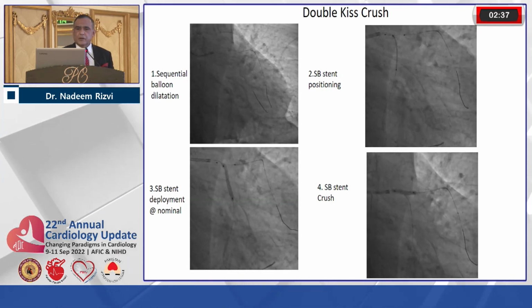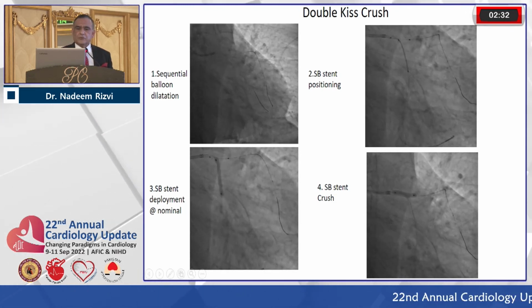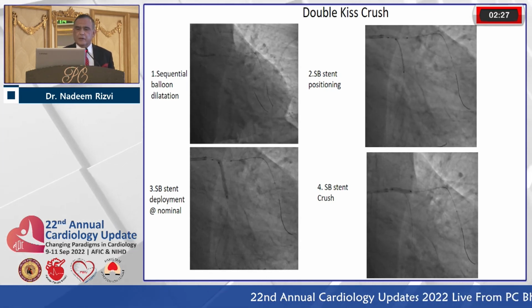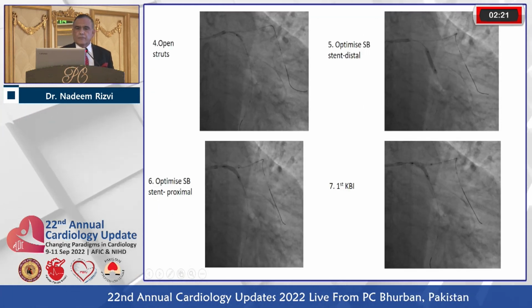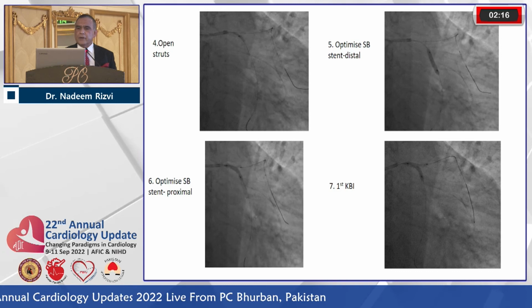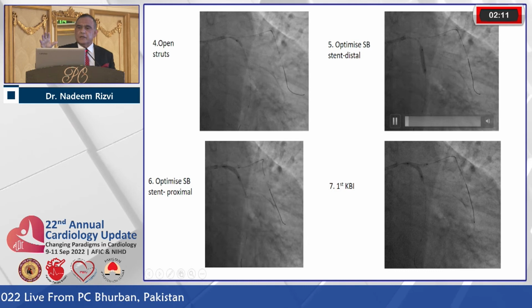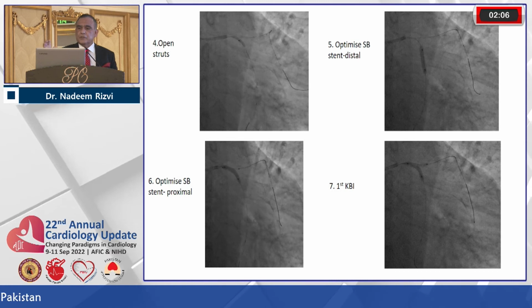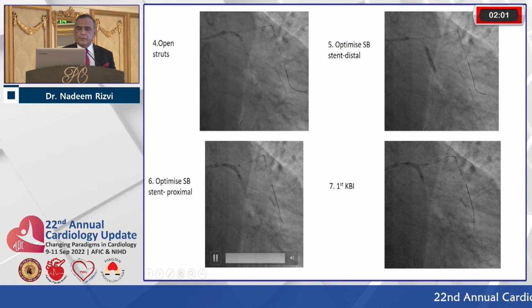So, sequential balloon dilatation, then you position your stent, leaving as little as possible in the left main. Step number 3, you deploy it at nominal, then crush the stent. I always open the strut with a small balloon. Fourth step, optimize with a bigger balloon distally. Make sure that the distal is NC, so that in case you cannot recross in certain cases, you still have a large area of the stent which is properly deployed. And now you optimize the proximal part.